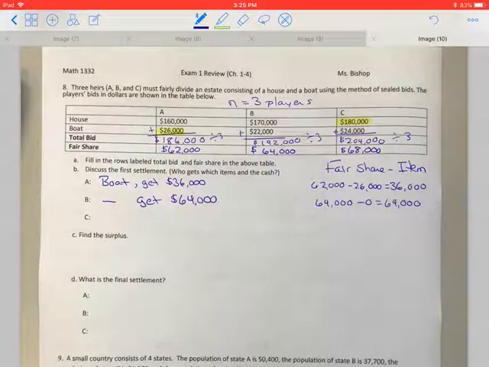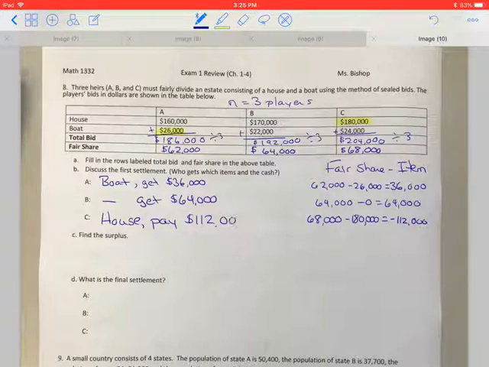Now remember, player C got the house, so they're going to have to pay some money. Their fair share was 68,000, but they're getting a house worth 180,000. So they're going to end up with a negative number, meaning that they have to pay $112,000. Notice I didn't bring the negative over, I just used the word pay.